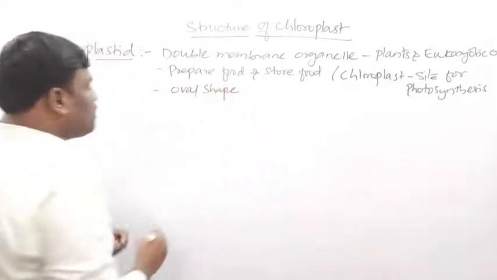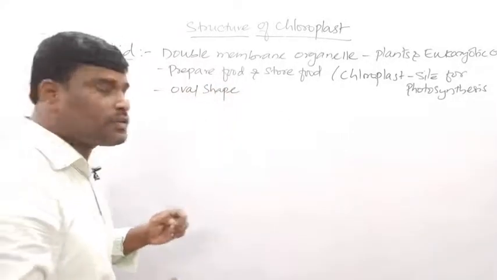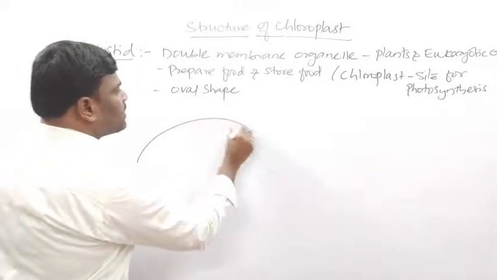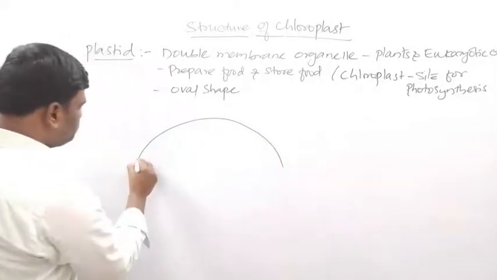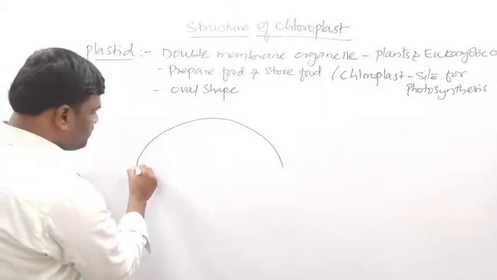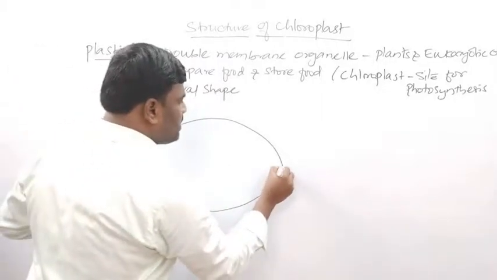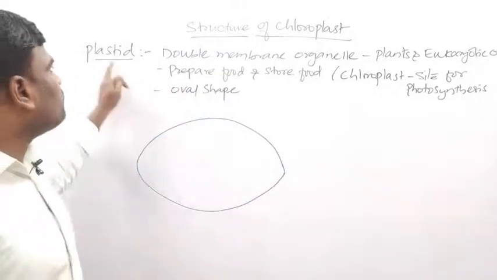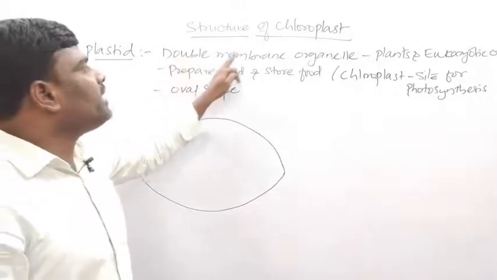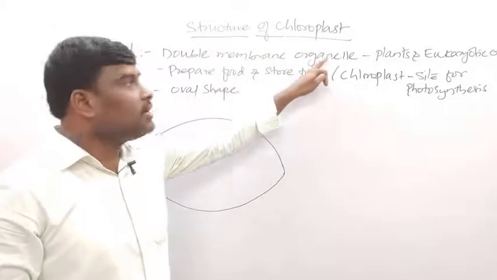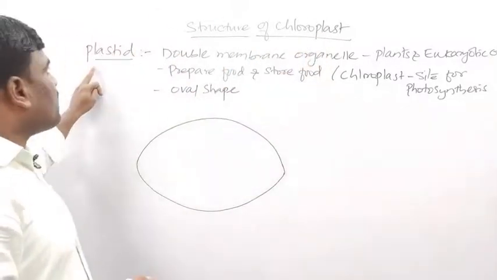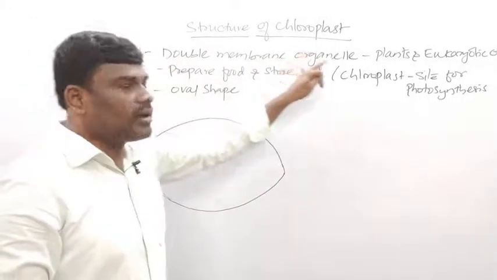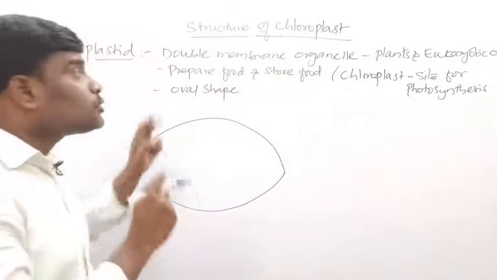Here this chloroplast is in oval shape, children. If you draw the structure of this chloroplast, it looks like this. It is an oval shape, children. Already we have studied that plastids are double membrane organelles, right children? Chloroplast is also a plastid. That means it is also a double membrane organelle, right? So it has two membranes.